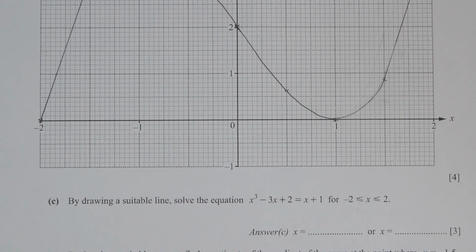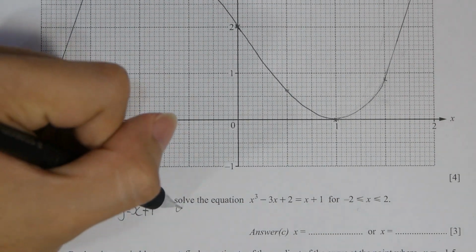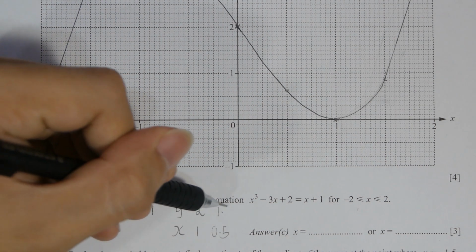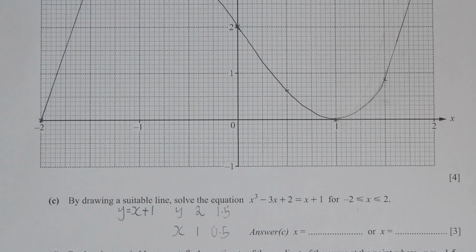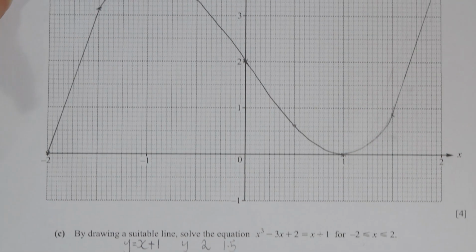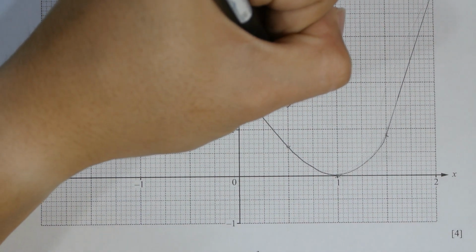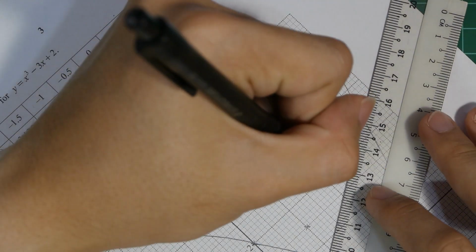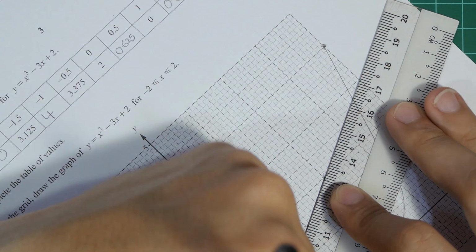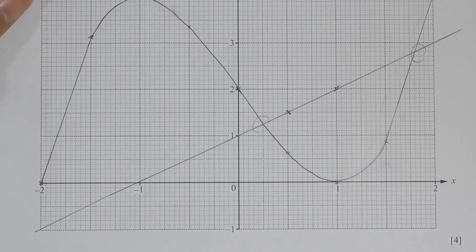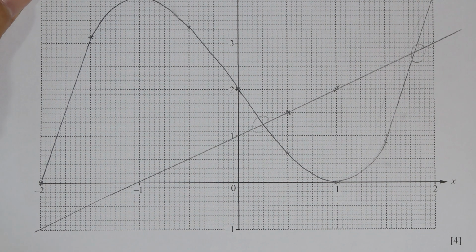Whereby for part C, draw a suitable line. Okay, so y is equivalent to x cubed minus 3x plus 2. So simply change this into y. Then you will get the new equation as y equals x plus 1. So with that being said, I set the x value as 1 and 0.5 and I get the respective coordinates of y as 2 and 1.5. So we are now able to draw out another line and the intersection will be 0.25 and 1.8 respectively.